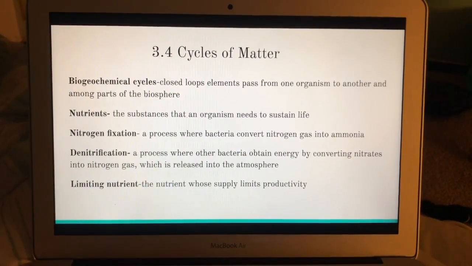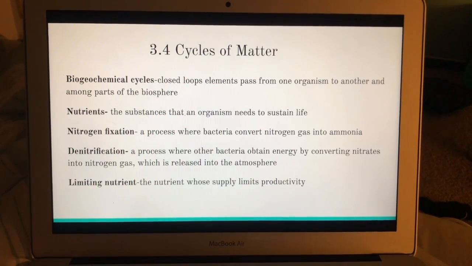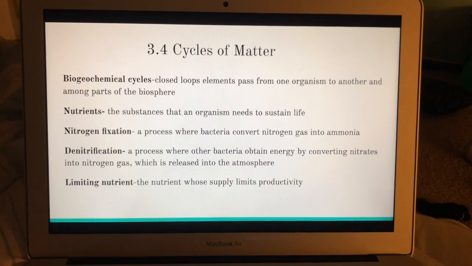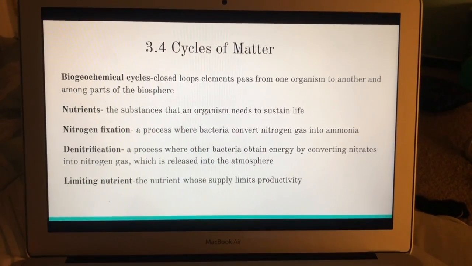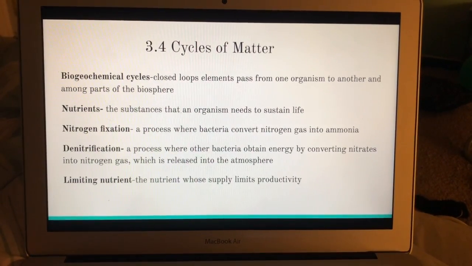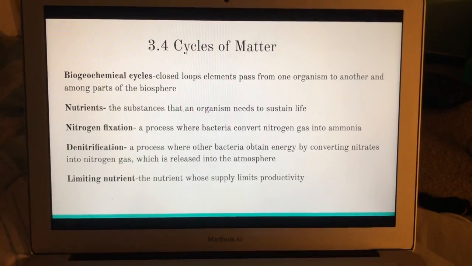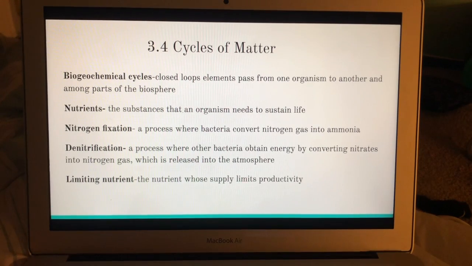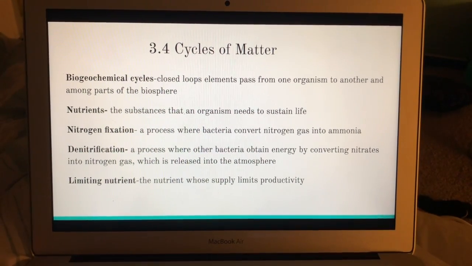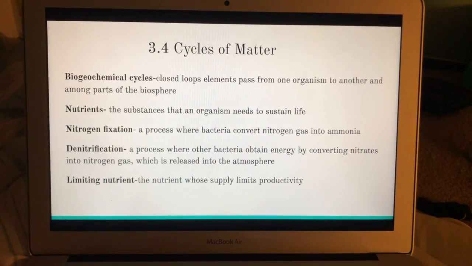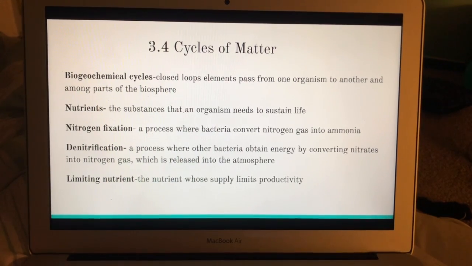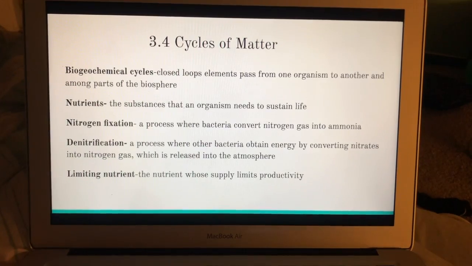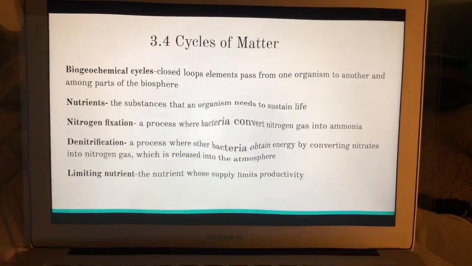3.4 Cycles of Matter. Biogeochemical cycles are closed loops. Elements pass from one organism to another and among parts of the biosphere. Nutrients are the substances that an organism needs to sustain life. Nitrogen fixation is a process where bacteria convert nitrogen gas into ammonia. Denitrification is a process where other bacteria obtain energy by converting nitrates into nitrogen gas, which is released into the atmosphere. Limiting nutrients are the nutrients whose supply limits productivity.